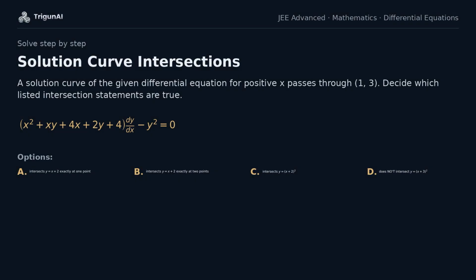We are given a solution curve of a first-order differential equation through (1, 3) with x positive. We must check which of the proposed curves it intersects. Let us solve step by step.